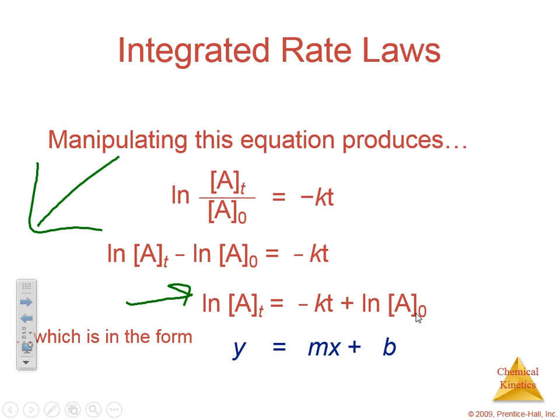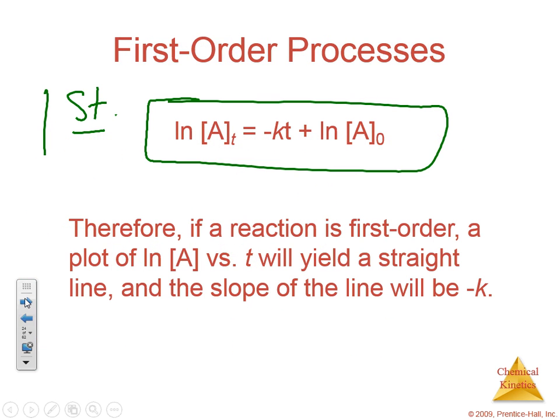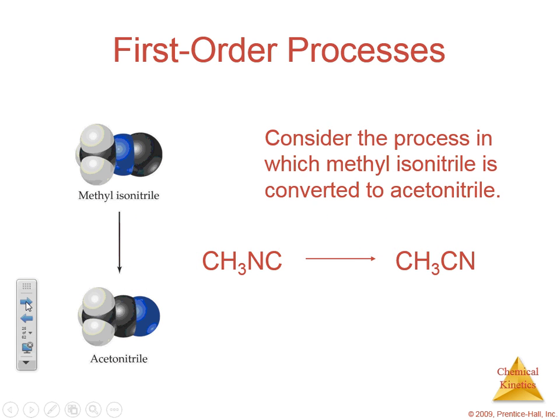So if I were to graph this integrated first order reaction, what would it look like? It would be a straight line, because a first order reaction is y equals mx plus b. Therefore, if you plot a first order reaction with the natural log of concentration versus time, it's going to give you a linear graph. So let's go ahead and do this with a first order reaction.